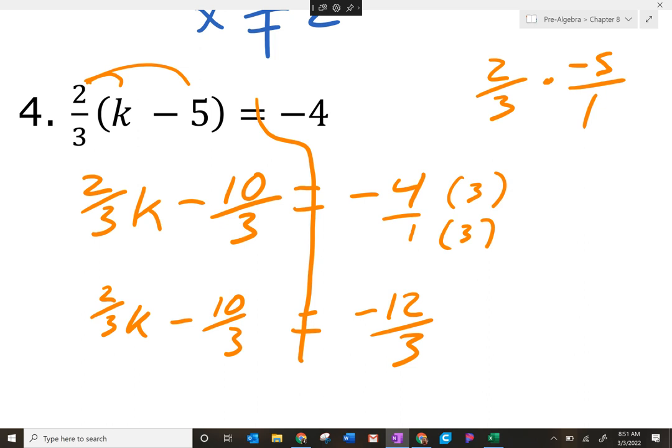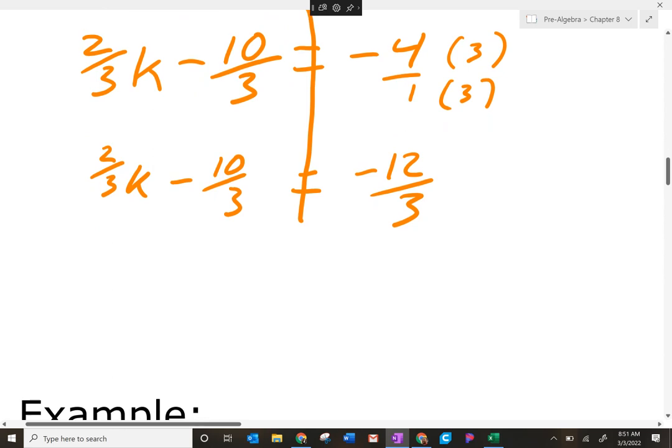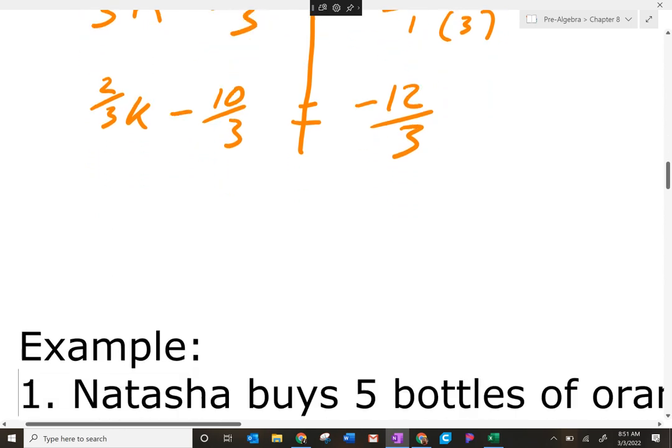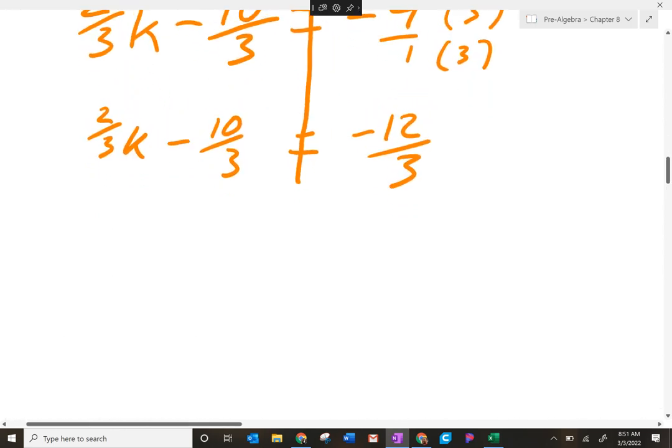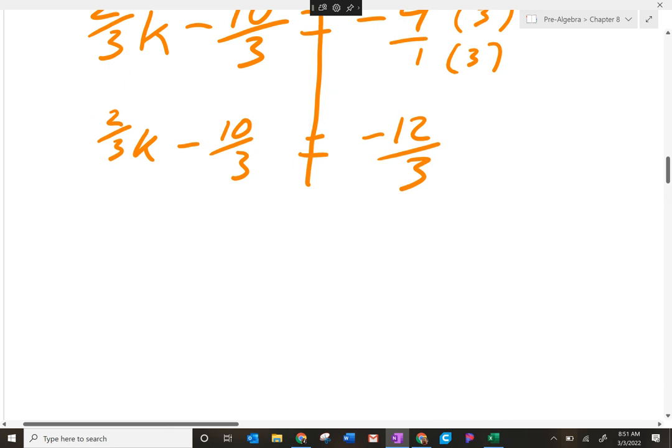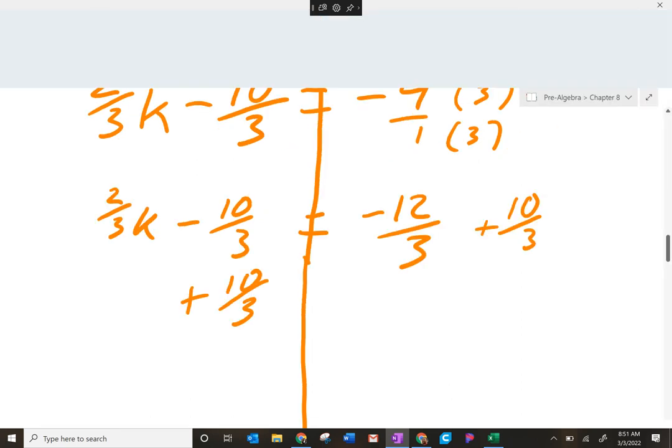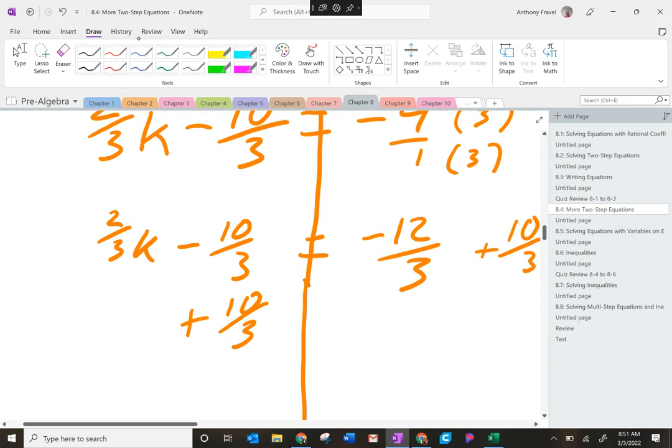Okay? I'm going to scroll down a little bit more. So on the left-hand side, it says minus 10/3. I'm going to say plus 10/3, or 10 over 3. And whatever I do to the left-hand side, I'm going to do to the other side. So I'm going to say plus 10 over 3. You should know, hopefully by this point, that when we have the opposite signs, these ones are going to cancel out.